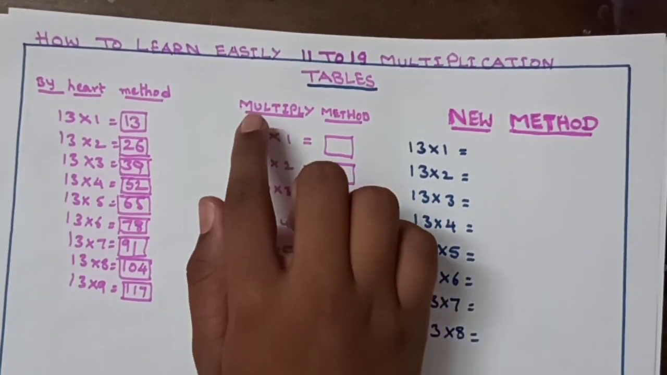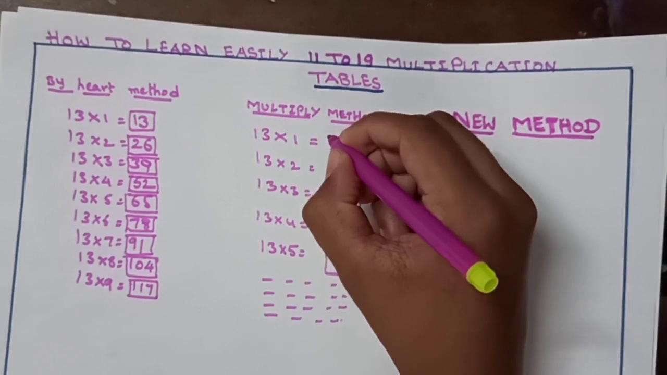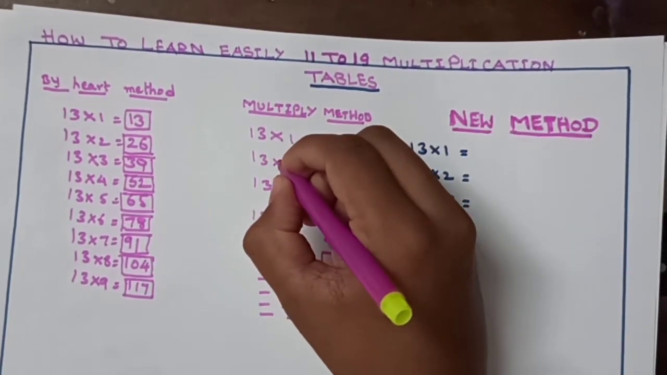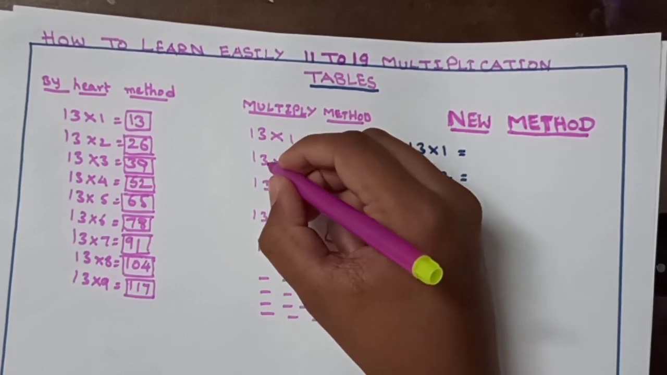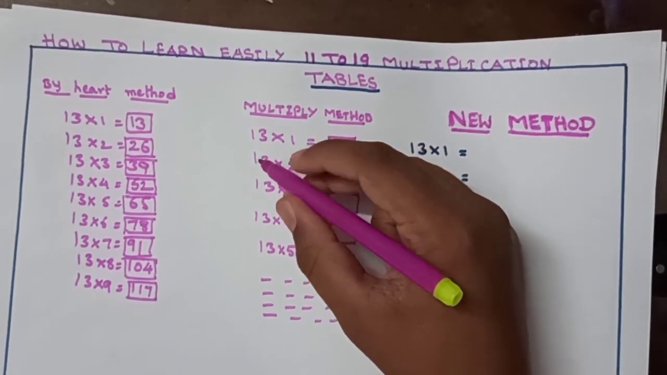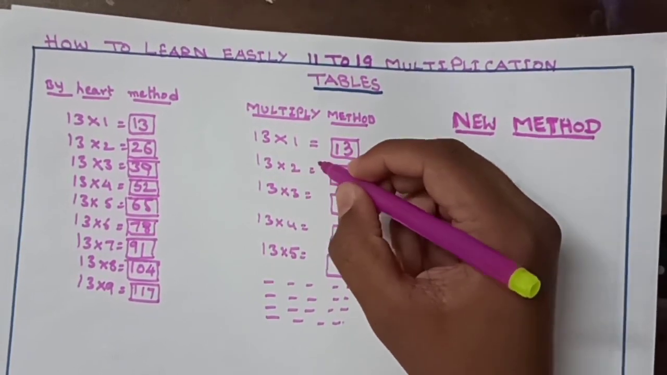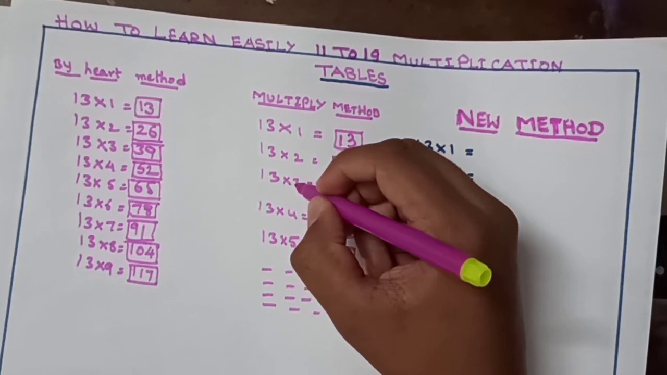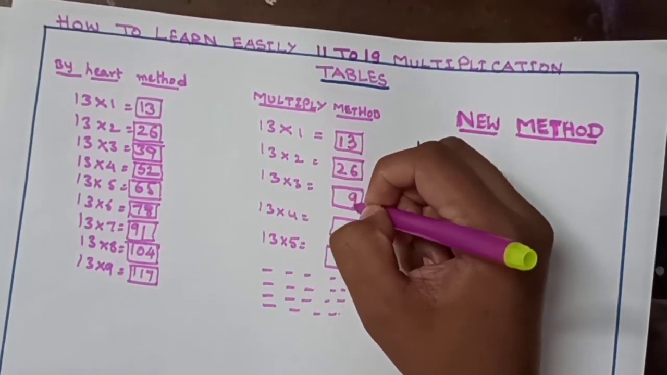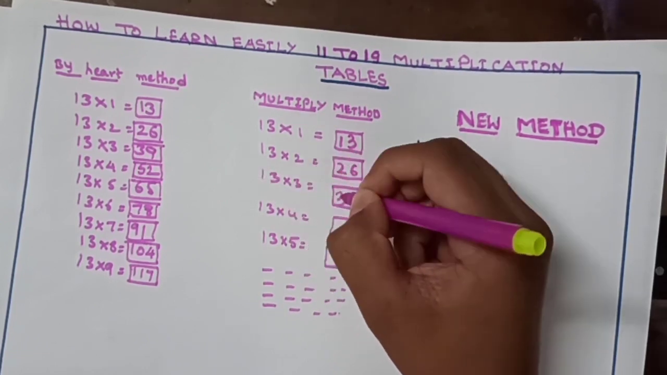The second method, in the multiply method: 13 into 1 is 13. 13 into 2, we should multiply 2 with 3. 2 into 3 is 6, and 2 into 1 is 2. 26. 13 twos are 26. We should multiply 3 with 3. 3 threes are 9, and 3 ones are 3. 39. 13 threes are 39.